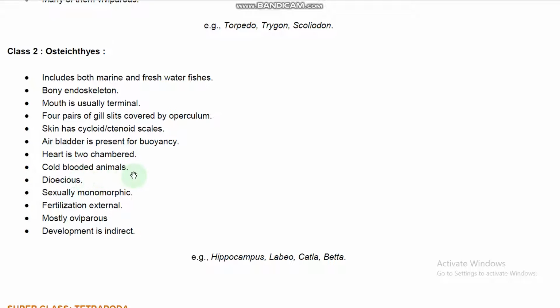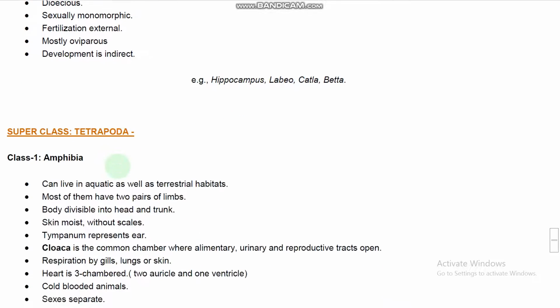Obviously, cold-blooded animals, dioecious, sexes are separate, sexually monomorphic. Fertilization is external, mostly oviparous, and development is indirect, right? Examples: Hippocampus, Labeo rohita, and Catla, Betta. In Hippocampus, the male has a brood pouch, seahorse. Labeo rohita is rohu, Catla, and Betta splendens, that is the fighting fish, right? You can go through more examples of NCERT also.